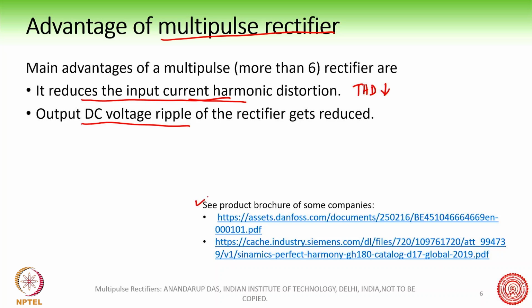I would also like you to look into some of the product brochures of some of the companies. For example, this is coming from the company Danfoss, and there is some link which I have given from Siemens. If you search on the internet, you will see many literatures available from these companies. And what do they say? Danfoss is an electric drive company, so they make motor drives, and typically in their applications at medium voltage or medium to high power levels, they use this kind of rectifier and inverter arrangement.